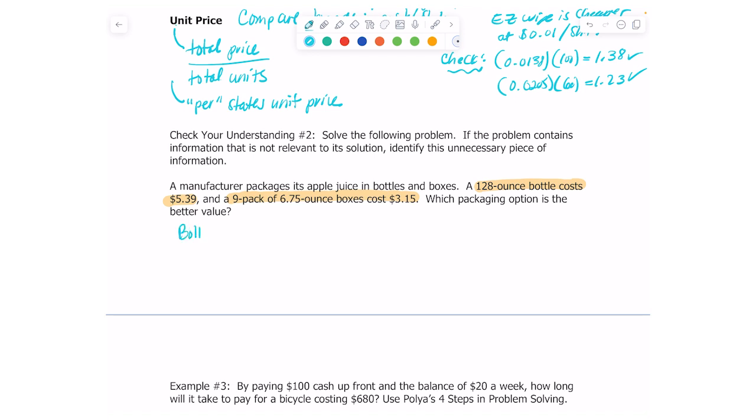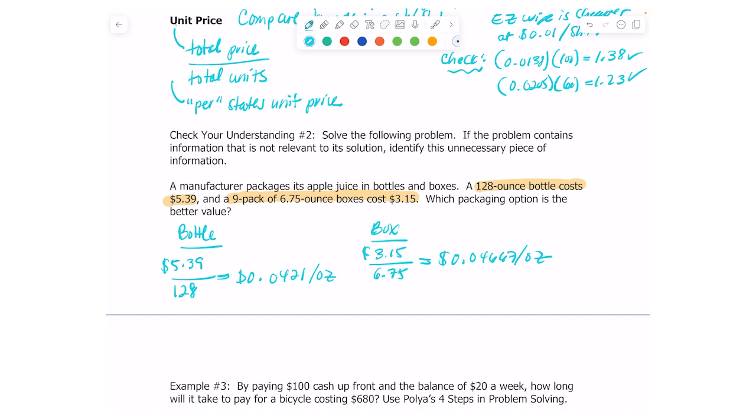So in solving the problem, for the bottle, it tells us that it's $5.39 per 128-ounce bottle. If I divide those, I get 0.0421 per ounce, so about 4 cents per ounce. If I look at the boxes, that's $3.15 for 6.75 ounces, and that comes out to 0.04667 per ounce. So which one is better? Well, if I round, this one's about 5 cents per ounce, and this one is about 4 cents per ounce. So the bottle is the better buy.